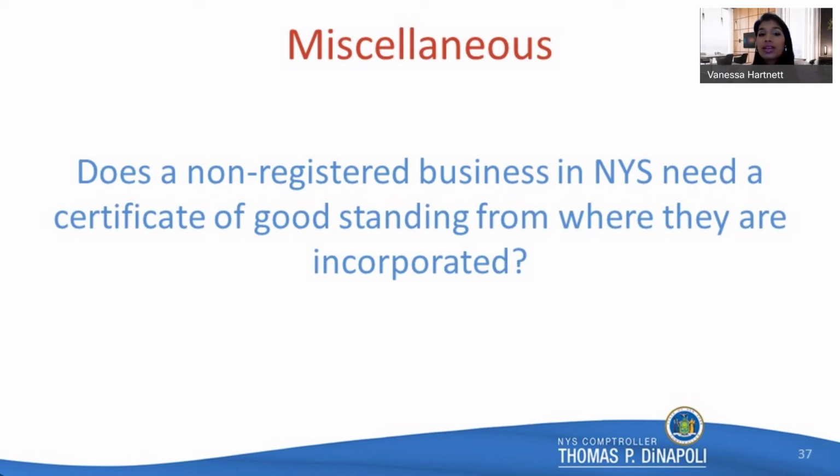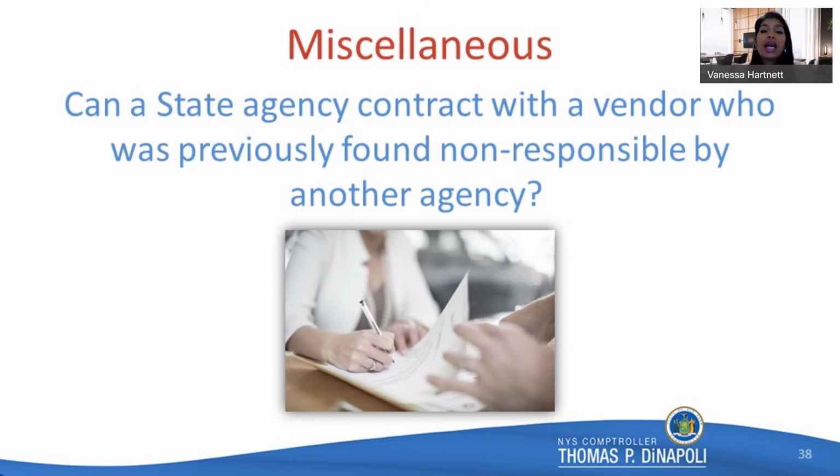We have also received a few questions about responsibility determinations. Can a state agency contract with a vendor who was previously found non-responsible by another agency? So the short answer is yes, agencies can.